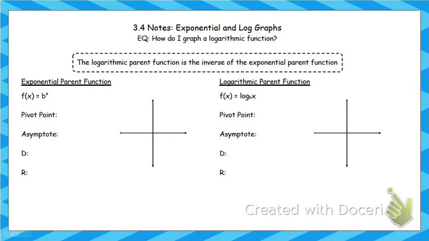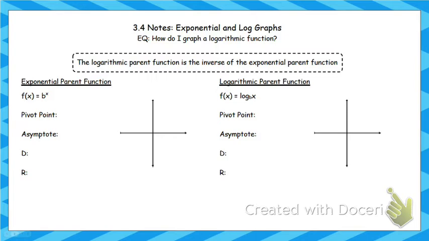So let's start with the exponential parent function. So if you remember from Algebra 2, the exponential parent function is going to be some base with x as an exponent. So that base can be different numbers. It could be 2, it could be 10, it could be 5. So whatever the base is, that's going to affect how your graph looks.